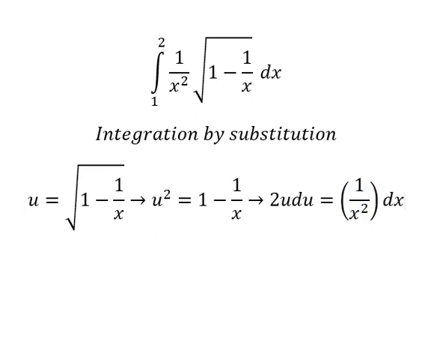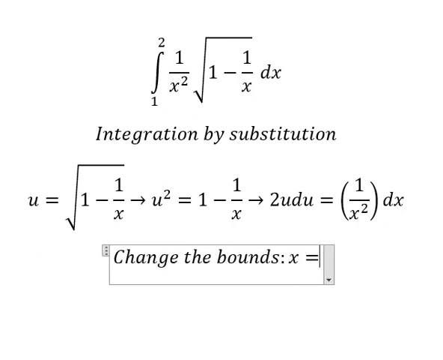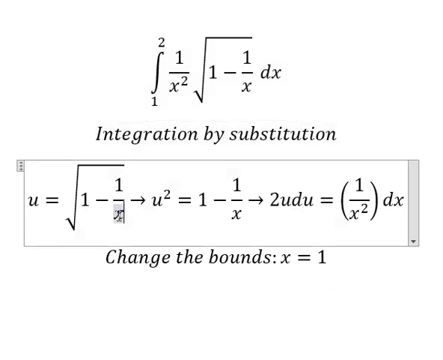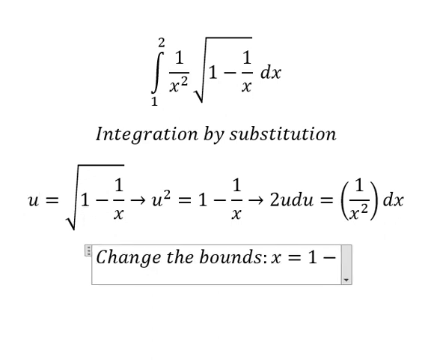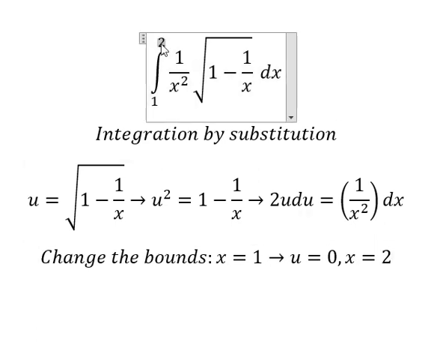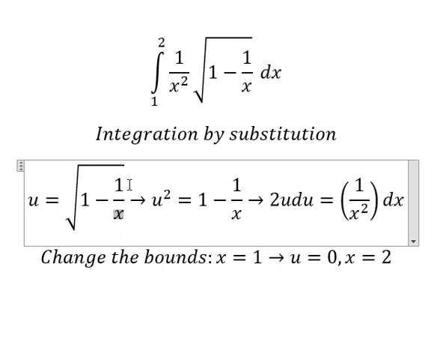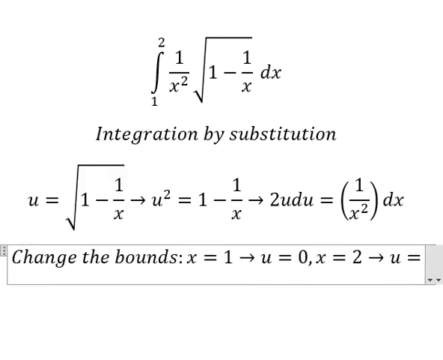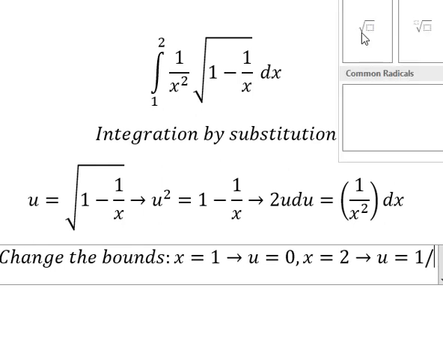Next, we need to change the bounds. When s equals 1, that is from here, so I will put 1 in here to find the value of u. So 1 minus 1, you get 0. When s equals 2, I will put 2 in here. So 1 minus 1 over 2, we have 1 over 2 inside the square root. So u equals the number 1 over the square root of 2.